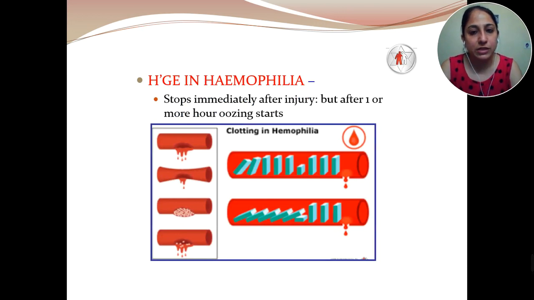So hemorrhage in hemophilia stops immediately after injury, but after 1 or more hours, oozing starts. Suppose we've done an extraction and were not aware of the history of the child, the bleeding might stop immediately, but over a period of time, the patient might return complaining of oozing from the socket.